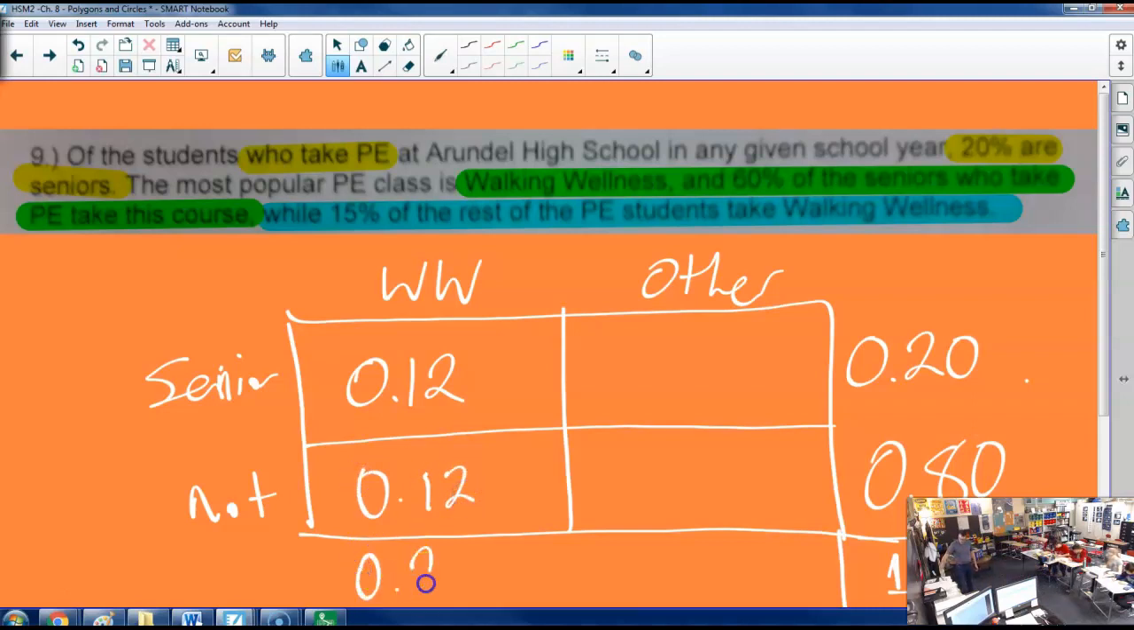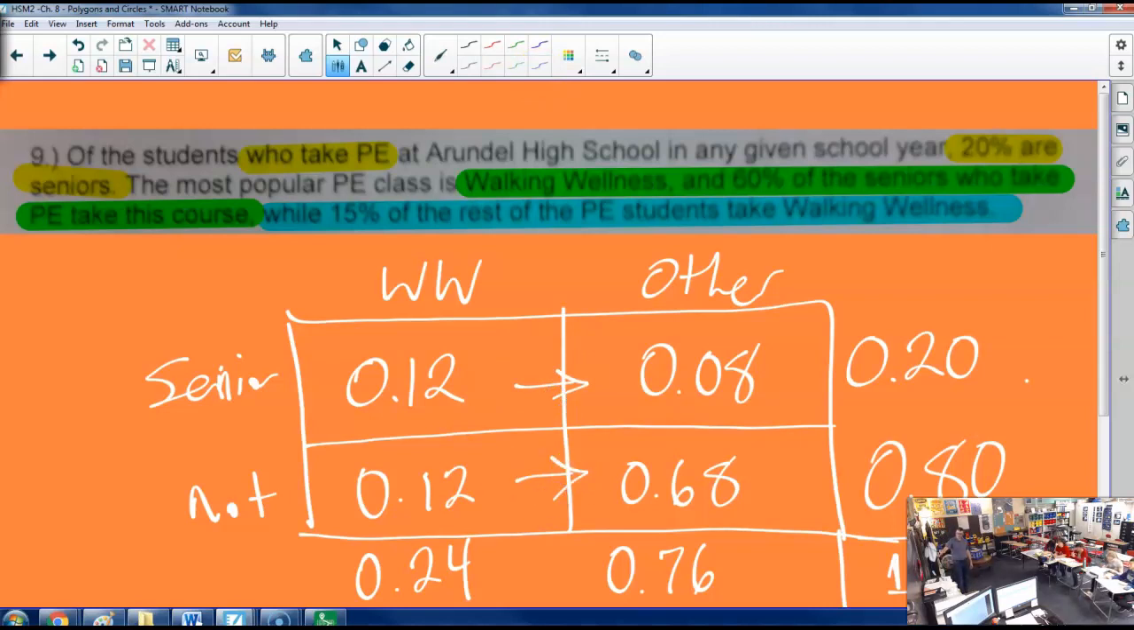So 24, what is this telling us? Not that we actually need it, but total Walking Wellnessers. Yeah, 24% of people in PE are taking Walking Wellness, leaving, what's this? 76% students don't take Walking Wellness. And then the other one is the senior other is 0.08, be careful, and the other is 0.68. Oh gosh. Okay. Well, I was good until the bottom. So we don't really need the bottom. We figure out these going left to right because we know these out here.